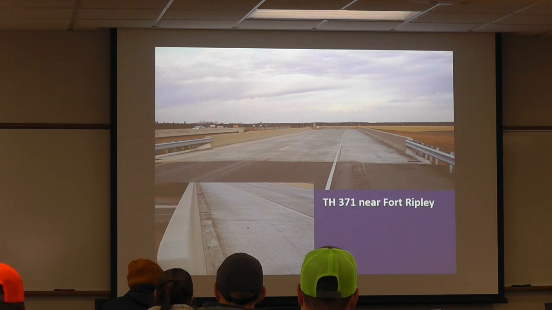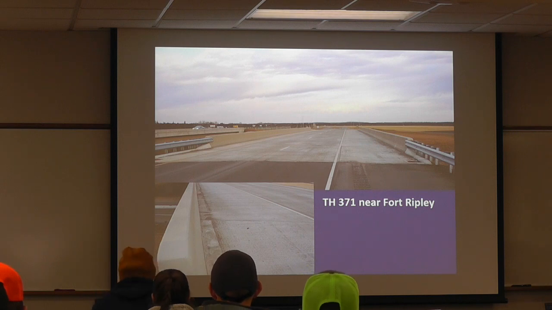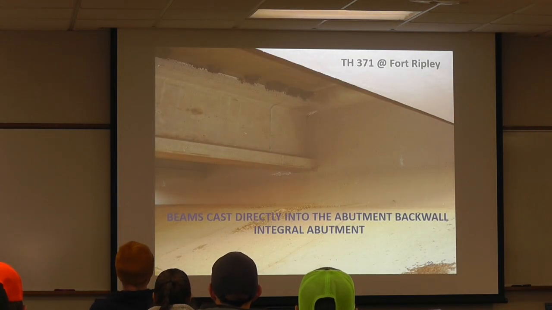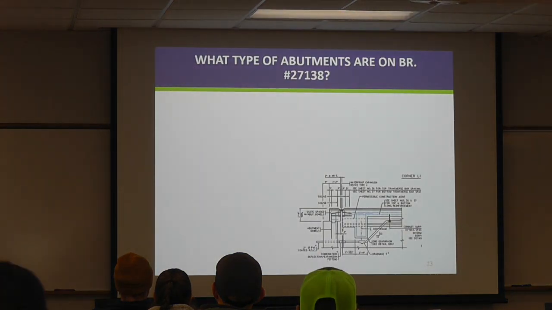371 near Fort Ripley. So just an example of an integral bridge. You look at this, and the first thing we can see is I don't see that there is an expansion joint out here. Not exactly sure where the abutment is with this configuration, but I think it's right here. And we don't see an expansion joint, a strip seal expansion joint. The beams are cast into that abutment back wall, which means it's an integral abutment.